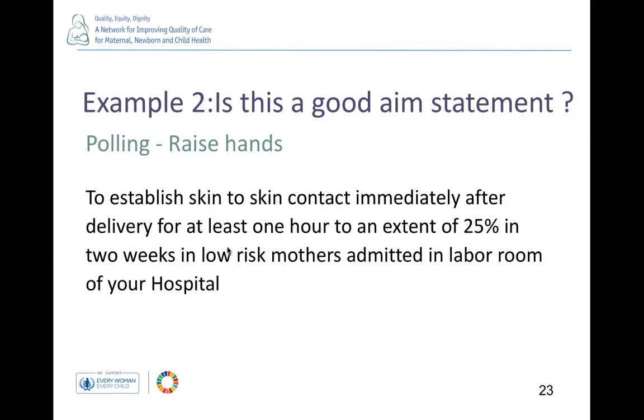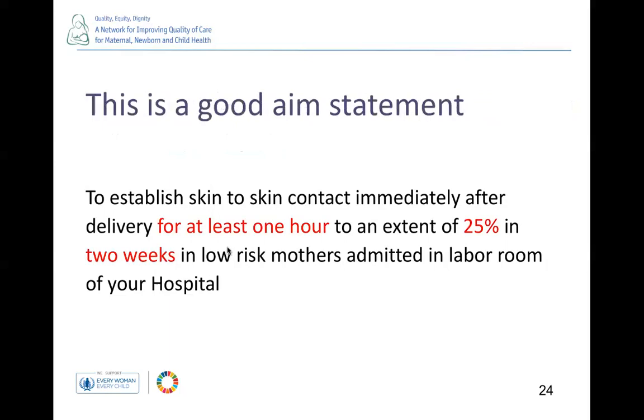Oh, yes. So nearly half of the people are saying, yes, I agree, it is a good aim statement because it provides the definition of what is meant by skin-to-skin care and a target to improve by 25%. And it also gives you a timeline of 2 weeks. So this is a good aim statement. To establish skin-to-skin contact immediately after delivery for at least 1 hour to an extent of 25% in 2 weeks in low-risk mothers admitted in labor room of your hospital, it is a good aim statement.